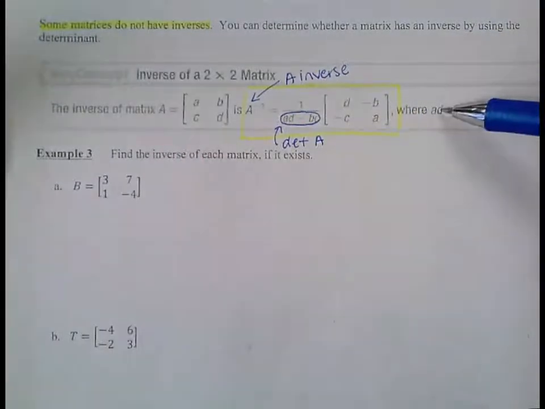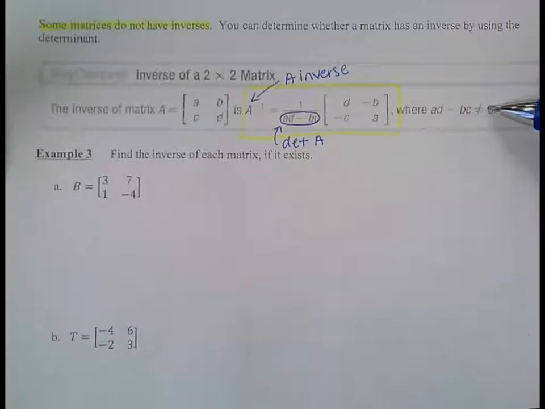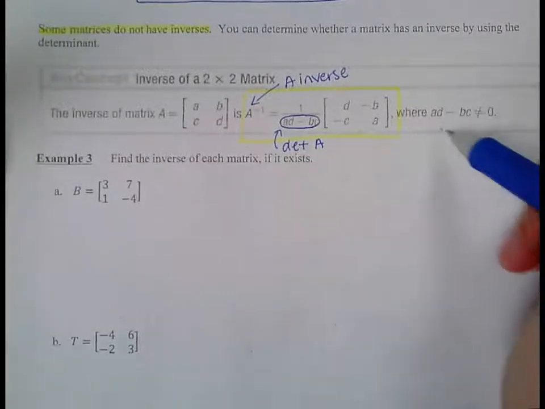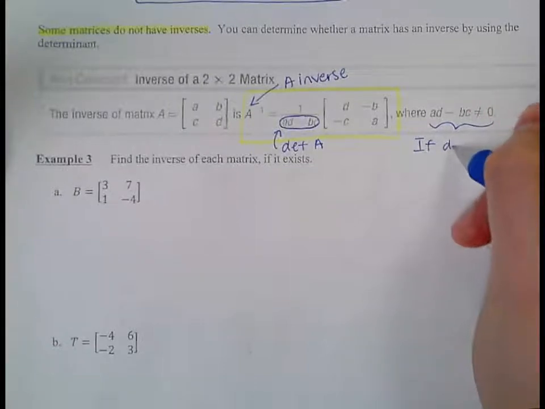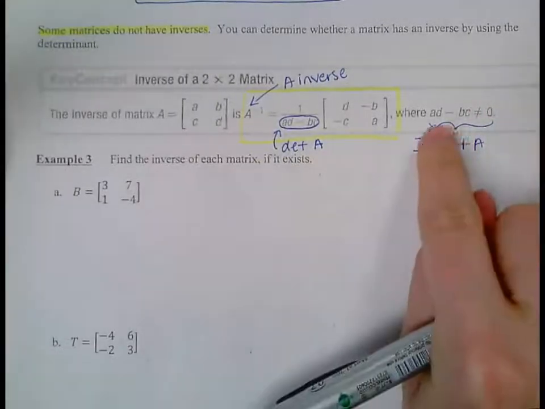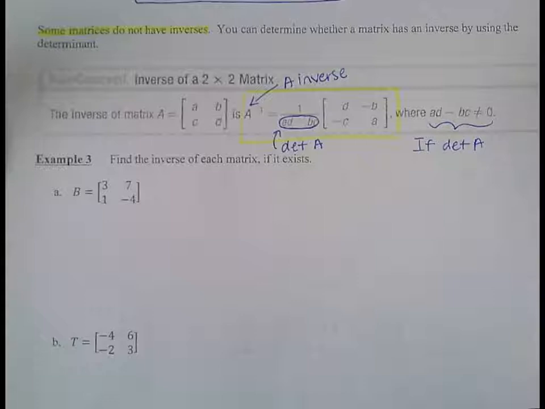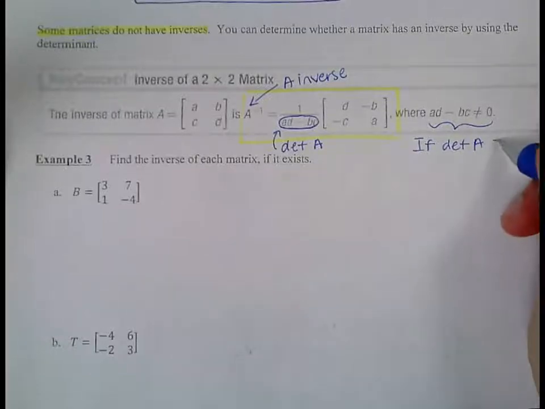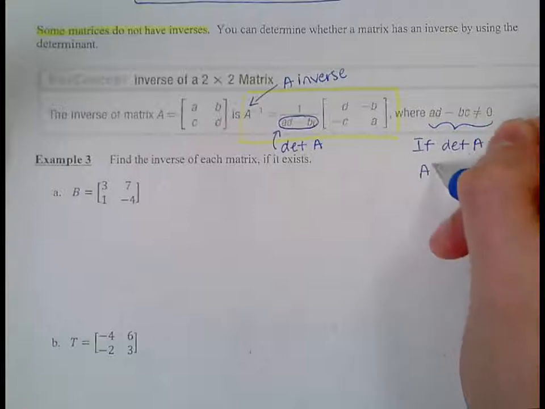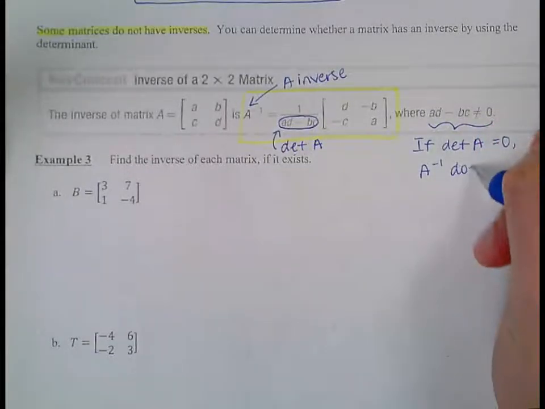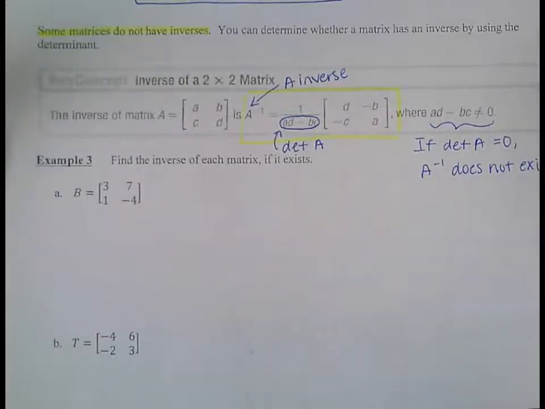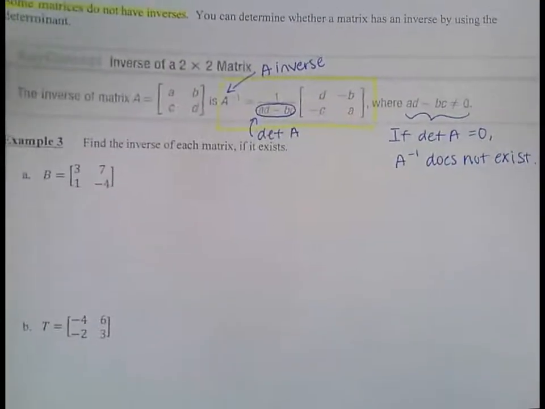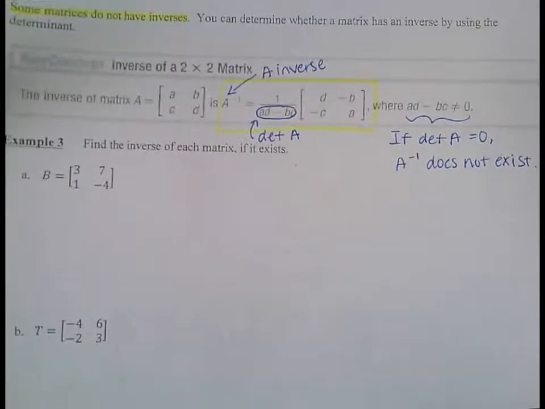It does say then A times D minus B times C cannot equal 0. So what that means is if the determinant of A, because again A times D minus B times C is the determinant of A, if the determinant of A equals 0, then A inverse does not exist. Meaning if the determinant is 0, that matrix does not have an inverse.